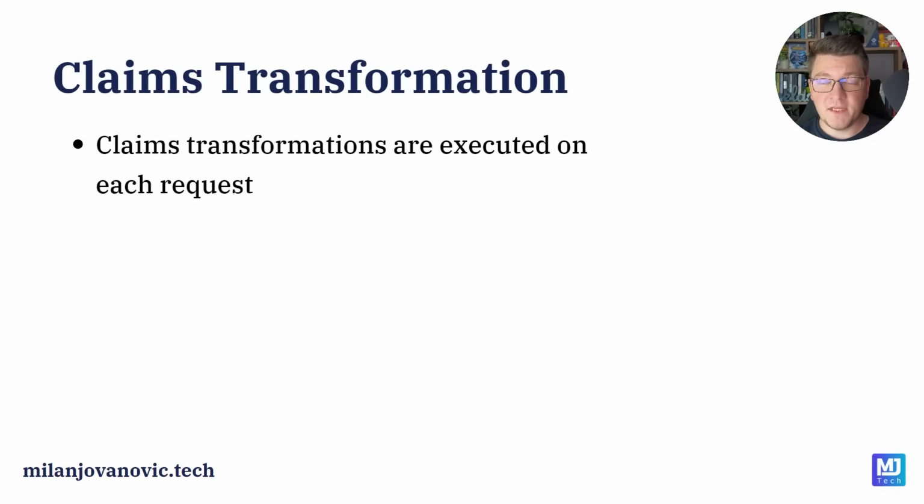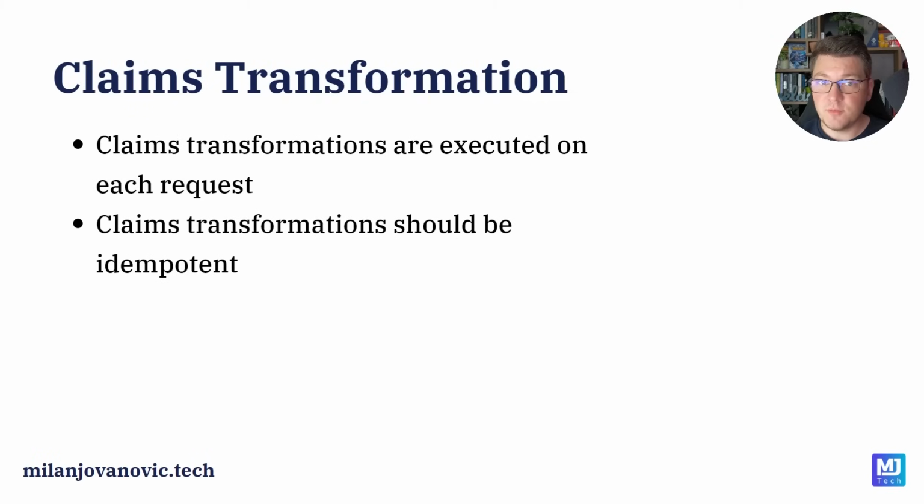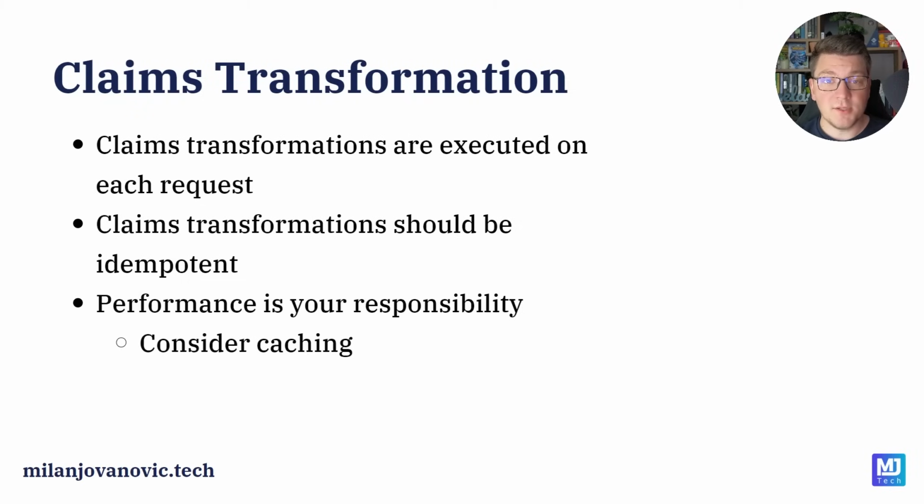A few quick things you should know about claims transformation. It is executed on every API request. The operation itself should be idempotent because it can execute more than once for every API request, which would result in adding duplicate claims, and you want to avoid this. Because it's executing on every API request, the performance of the claims transformation operation is your responsibility, and you should consider introducing caching if you are doing some database calls, for example.